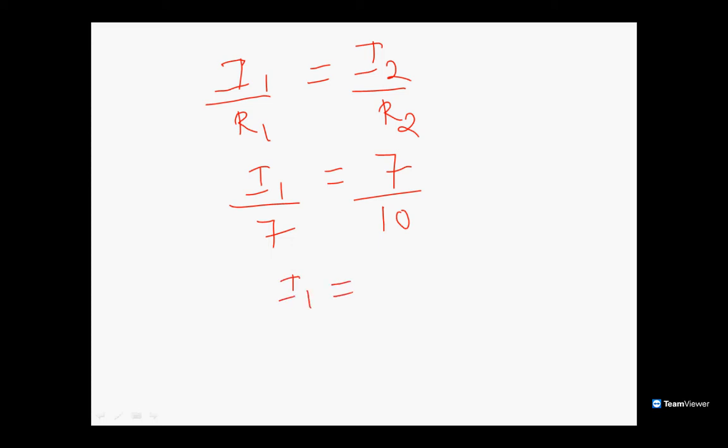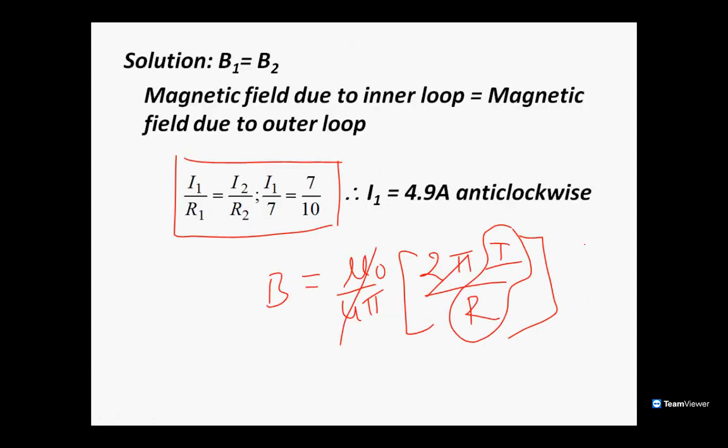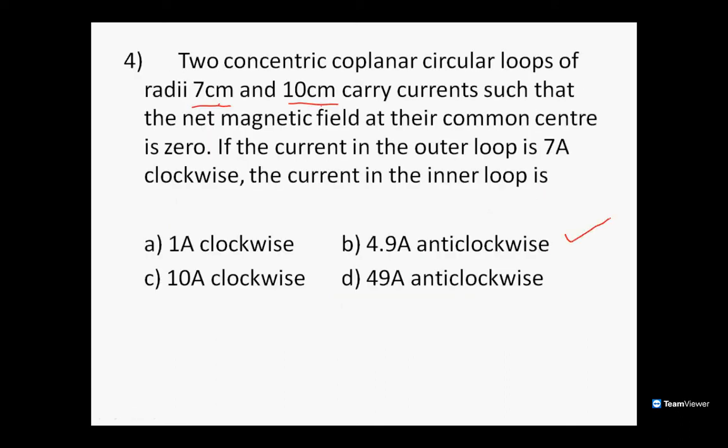Now, I1 equals, by cross multiplication here, 49 divided by 10, which equals 4.9 ampere. This 4.9 ampere must flow in which direction here? Anti-clockwise direction. So this is the right choice.